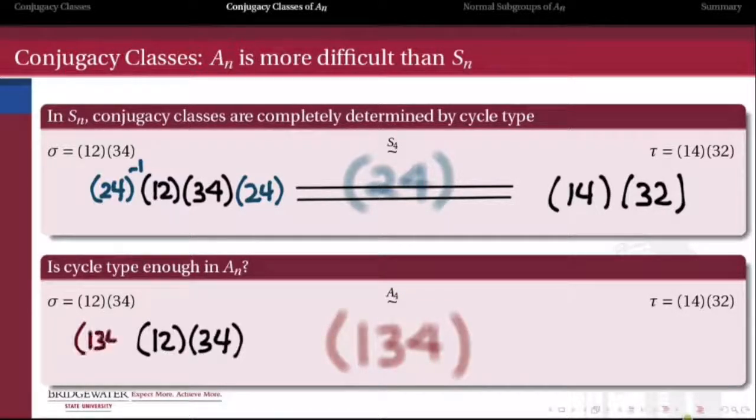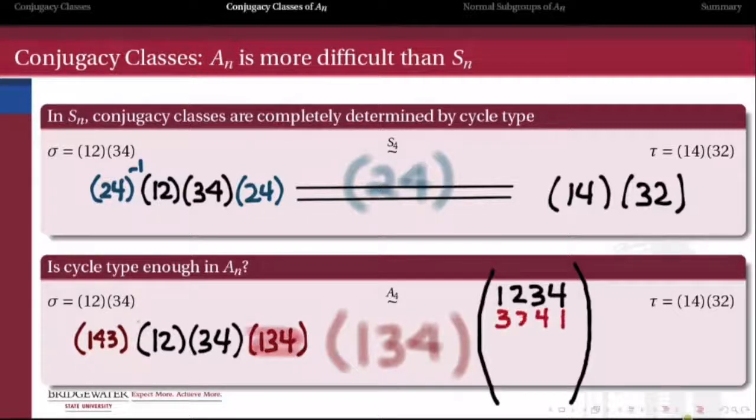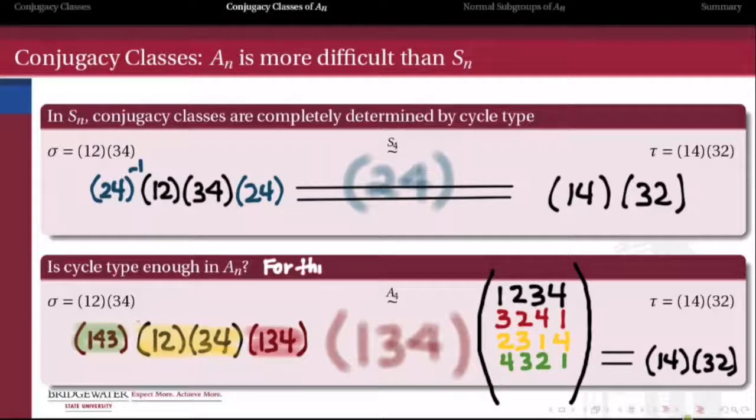Let's check it. If I conjugate sigma by (1 3 4), so multiply by (1 3 4) on the right, and the inverse of (1 3 4), which is (1 4 3), on the left, then let's check to see if we get tau. So applying (1 3 4), reading from right to left, to (1 2)(3 4), gives me this. Then applying the transposition sigma, the pair of transpositions, and then applying (1 4 3) to the result. Indeed does give me, at the end of the day, the 2 plus 2 transposition tau. So for this pair, the cycle type was actually enough. We could find an element of A4 that conjugated sigma into tau. So great. So it looks like for this example, cycle type was enough.